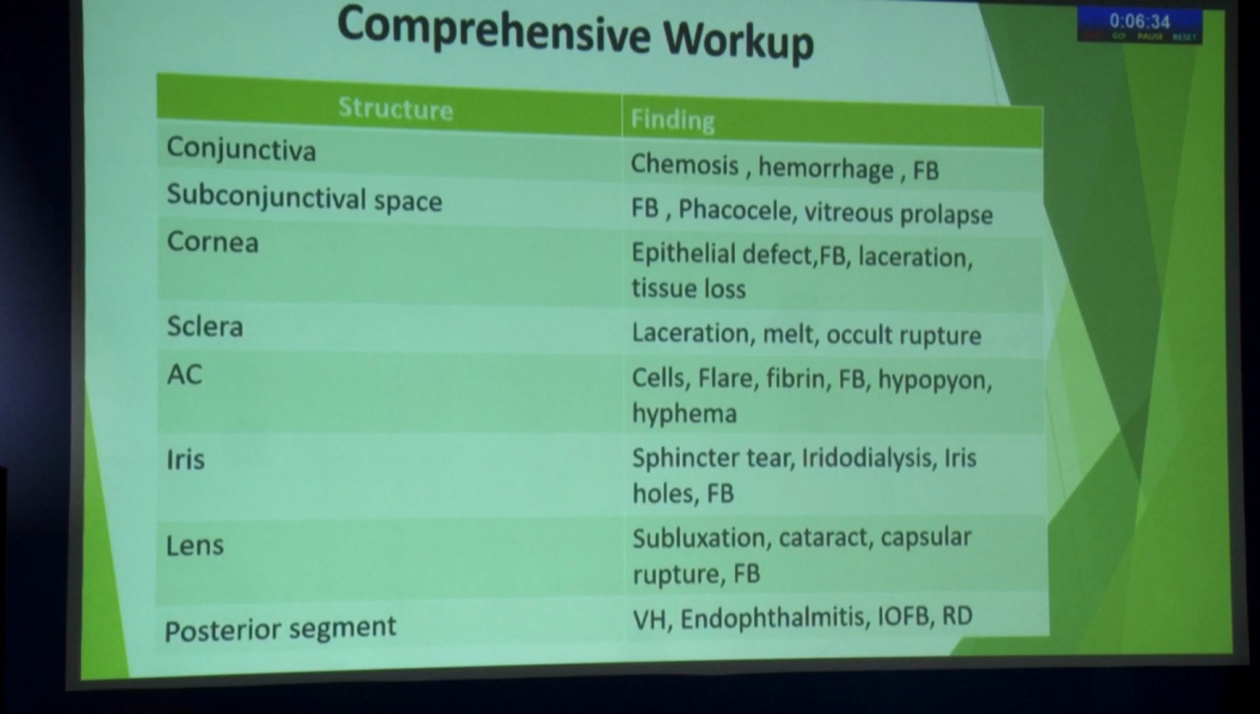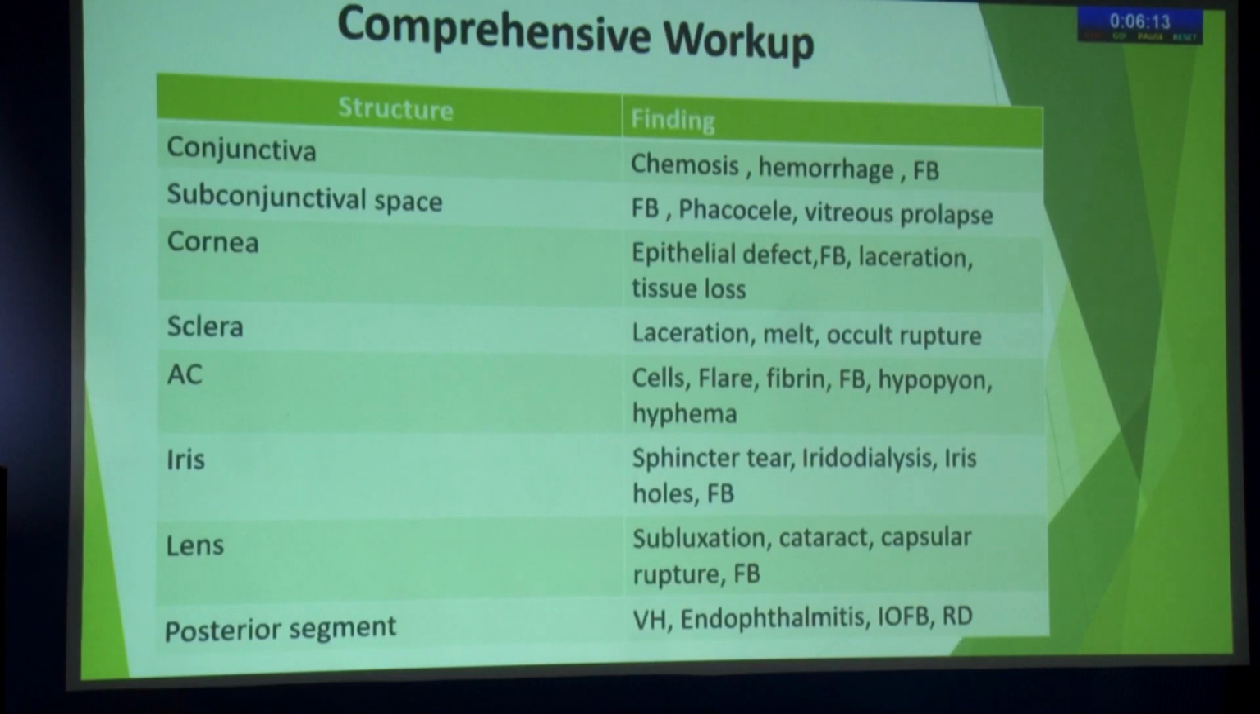So this is a comprehensive workup. We have to look at each layer of the eye before proceeding with further management, whether there is chemosis, hemorrhage or foreign body in the conjunctiva. In the subconjunctival space, phacocele was shown by Dr. Ashish. It was a nice picture. In the cornea, we have to rule out any foreign body, laceration or tissue loss. In the sclera, we have to look for laceration, melt and occult rupture.